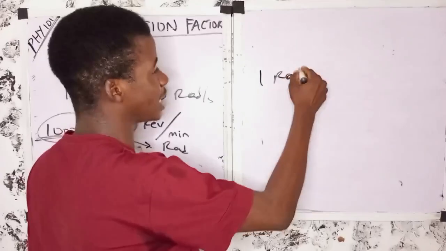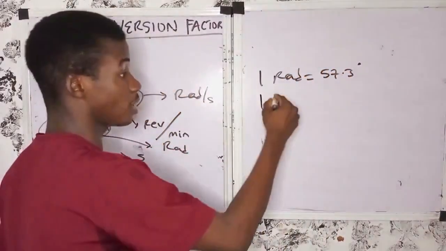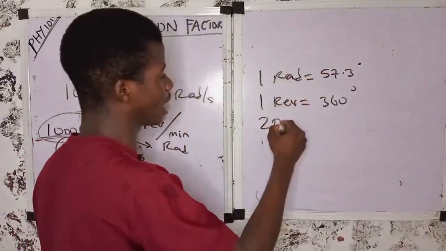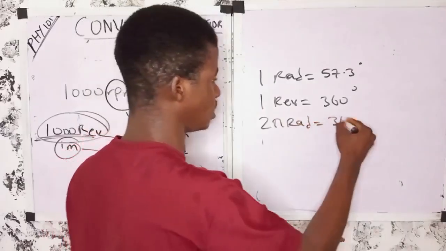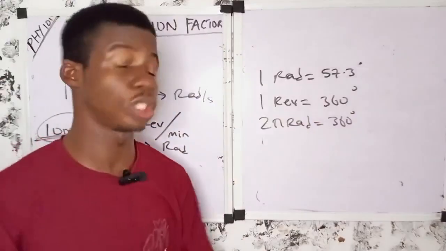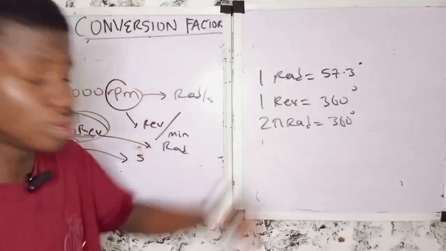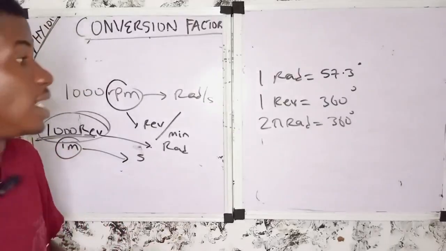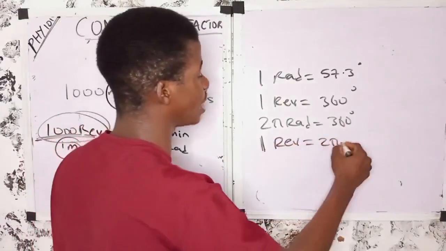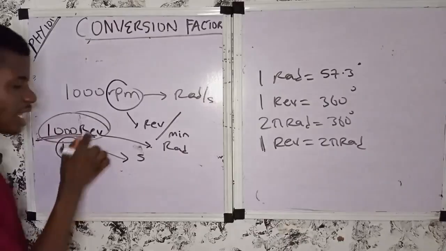Okay, I told you guys that 1 radian is equal to 57.3 degrees. Then I told you guys that 1 revolution is equal to 360 degrees, and that 2 pi radians is equal to 360 degrees. If one revolution is equal to 360 degrees and 2 pi radians is also equal to 360 degrees, that means that 1 revolution is equal to what? 2 pi radians.